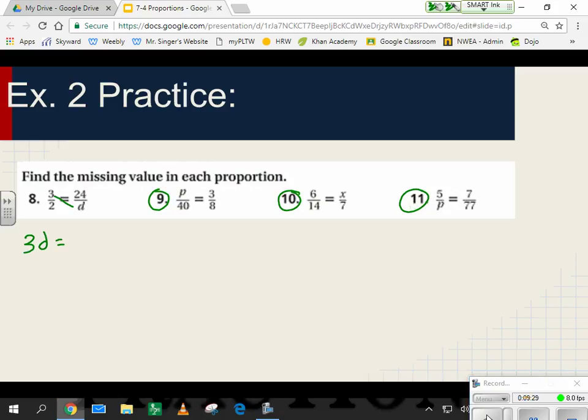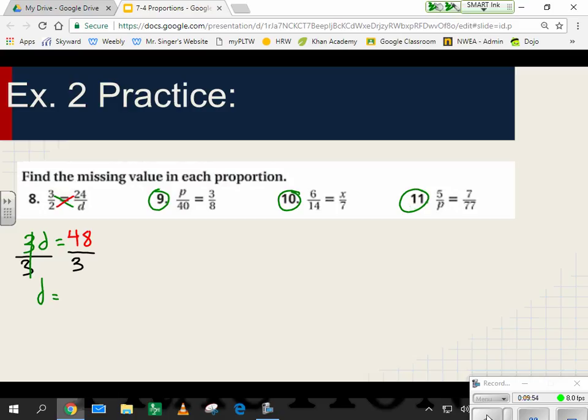And 24 times 2 is 48. Now what we need to do is solve for d. So we need to see that the only way to get d alone is to divide both sides by 3. And when we do so, we're left with d on the side. And now we just have to see how many times 3 goes into 48.